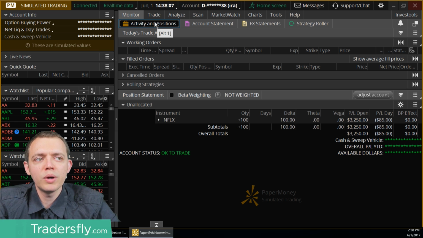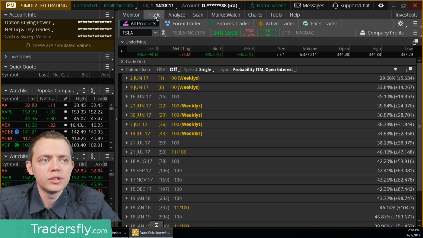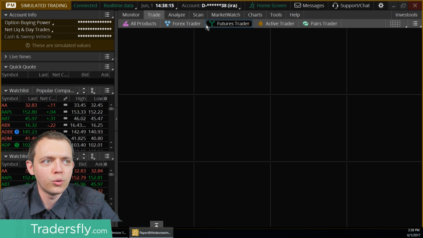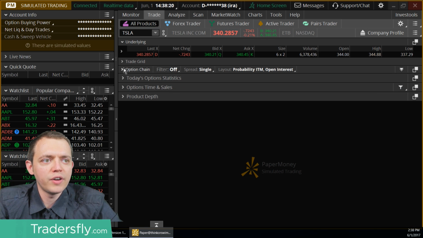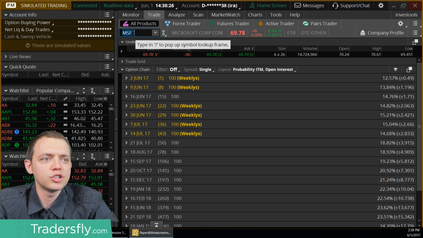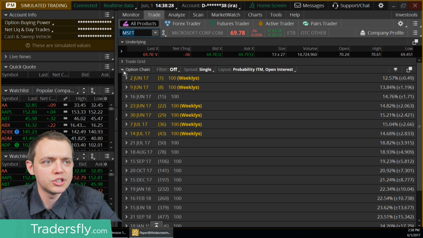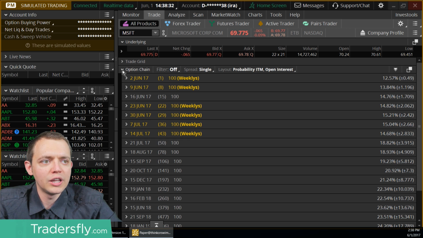In the Thinkorswim platform right here, what you do is you go into the trade section and then the all products. It's not under the active trader or the futures trader or the Forex. It's under the all products. So if I go ahead and type in my ticker symbol here at the top, I can type in, let's say, Microsoft, and then there's the options chain. There's a trade grid right under there, but we're looking for the options chain. That's how you read the options.